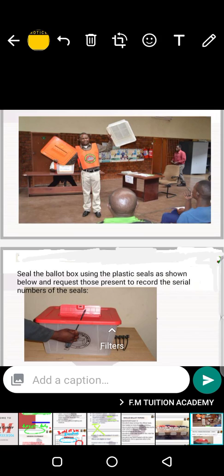Make sure you have written the notes, and each and every note that I've taught you, they are very important because they can come in your exam. So make sure you write them in your book.